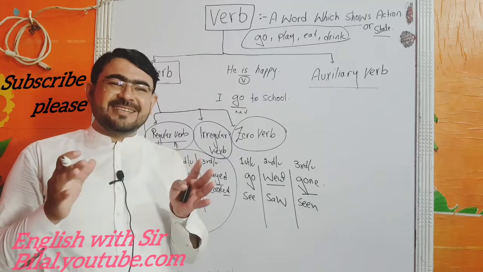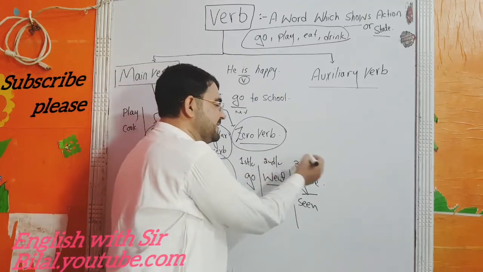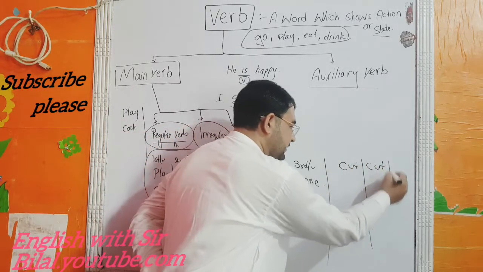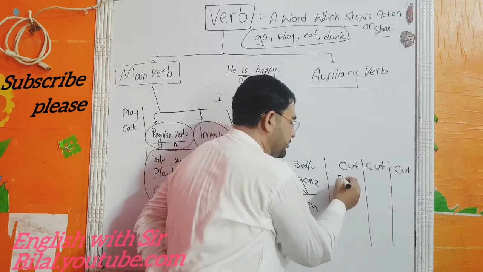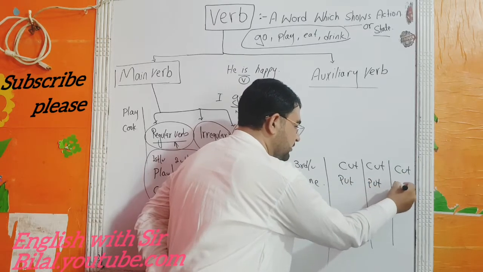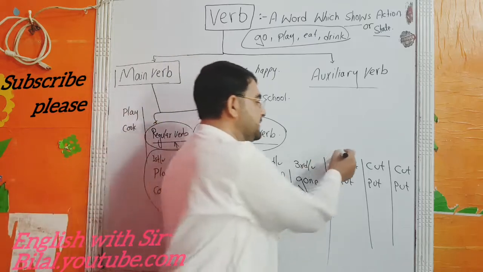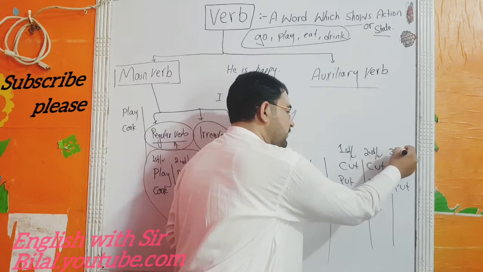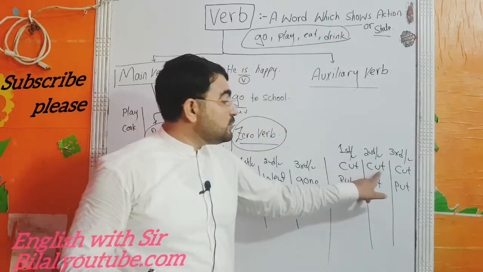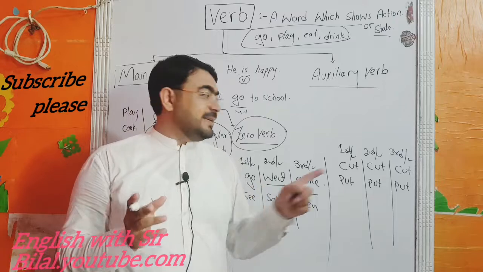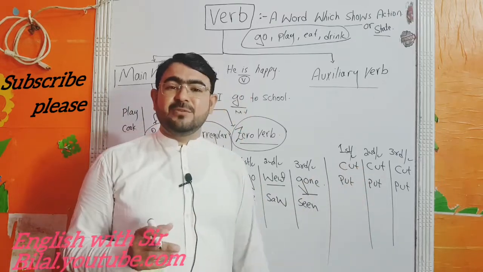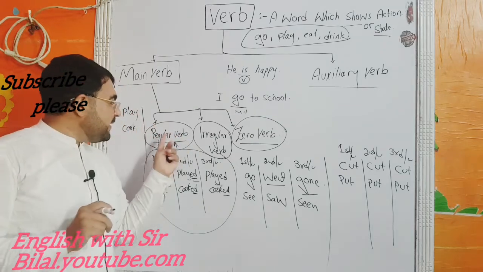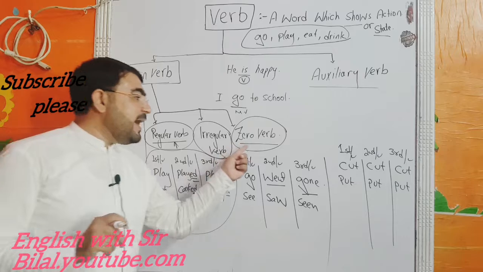Zero means no changes, when there is no change in the second and third form. For example, cut and cut, put. Now in this type of verb, the first form is also cut, the second form is also cut, and the third form is also cut. So here there is no changes. When there is no changes, this type of verb is called zero verb. So I hope that main verbs, there are three types: regular verb, irregular verb, and zero verb.